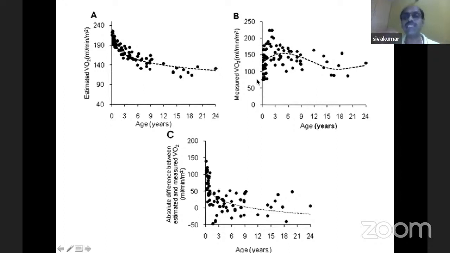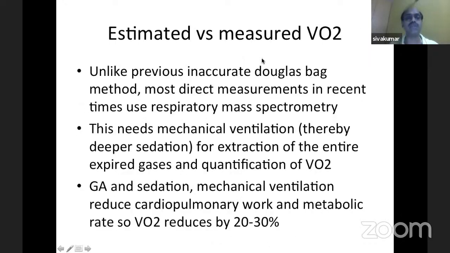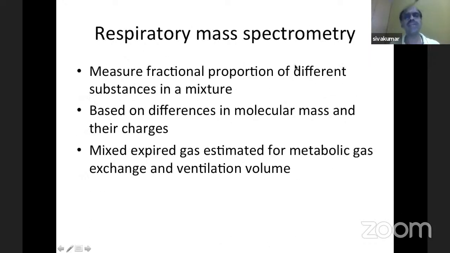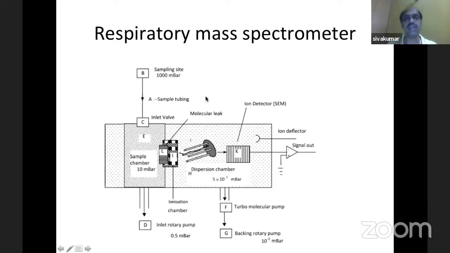The basic principle itself, when you are putting a patient on mechanical ventilation, deep sedation and checking the VO2, that VO2 will be low. So we have to understand the difference between estimated and measured is not only the true difference, but it is also because of the difference in the methods adopted. So respiratory mass spectrometry measures the fractional proportion of different substances in a given quantum.